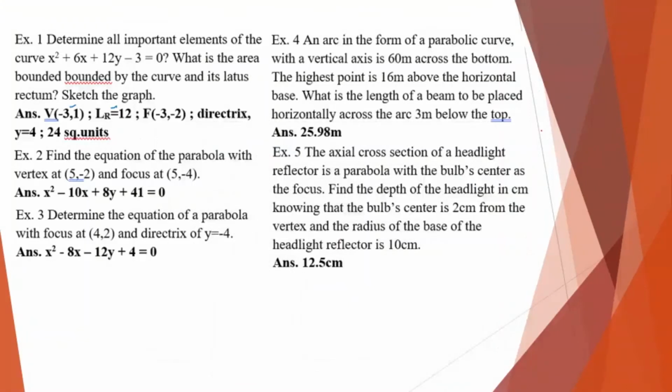Okay, so we are now in our part 3. So let us solve the other examples. So we have number 2. Find the equation of the parabola with vertex at (5, -2) and focus at (5, -4). So, number 2.